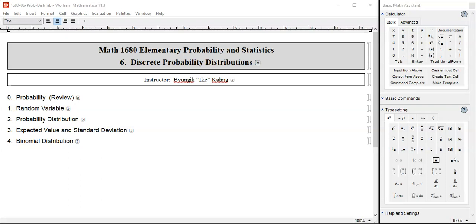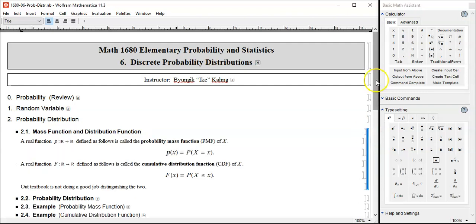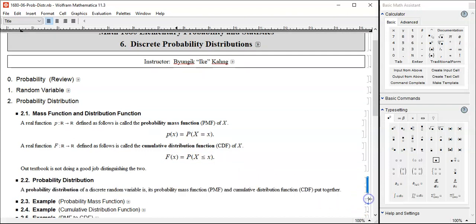Excuse me, it's not module 2, section 2. Section 2 of this module, probability distribution. What is a probability distribution? A probability distribution is a combined concept. We begin with two functions, a probability mass function defined like this, and a cumulative distribution function defined like that, and put these two together as a single concept. That's what we call probability distribution. So a probability distribution is basically PMF and CDF put together.